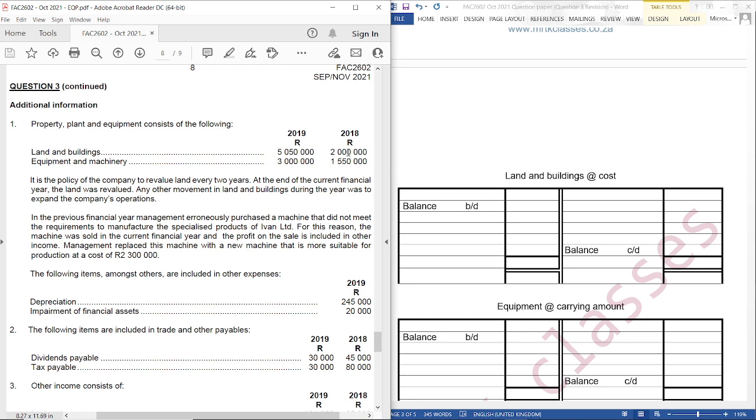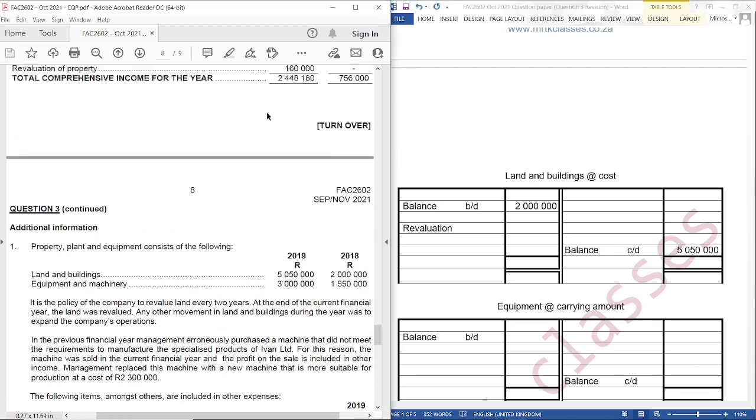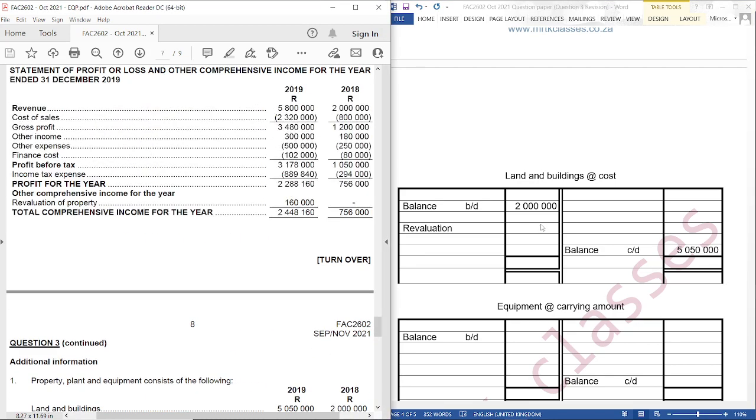So this is our cost at the beginning, this is our cost at the end. So cost at the beginning 2 million, cost at the end 5,050,000, right? Then we already know one thing here, revaluation. Our land and buildings increased by 160,000, right? Any other change is due to expansion of operating capacity. So this is our total. This is our total.